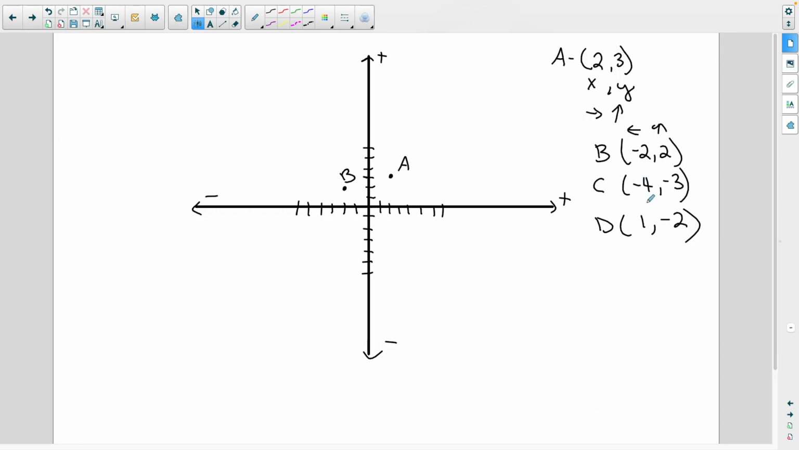-4, -3 means we go to the left 4 and down 3. So start here in the middle. 1, 2, 3, 4. Then we go down 3. 1, 2, 3. And this is C. For D, we go to the right 1 and down 2. So we start here at the origin. We go right 1 and then we go down 2. And this is D.